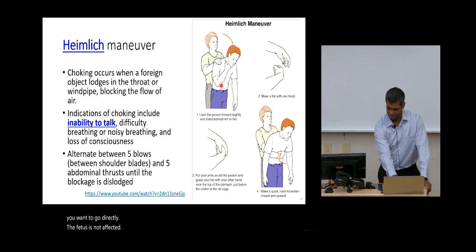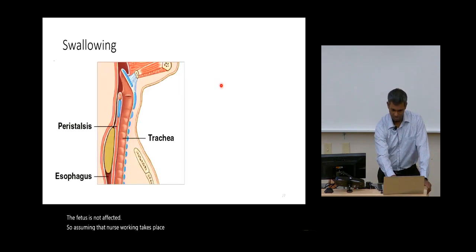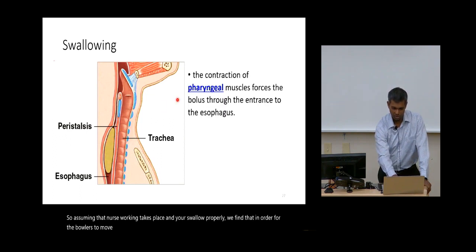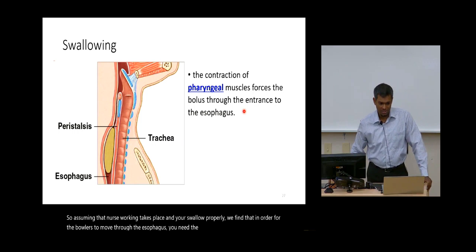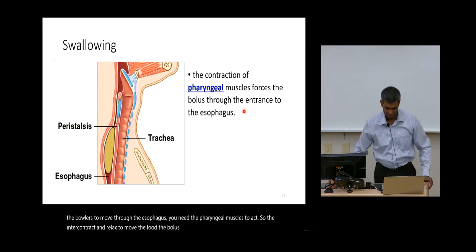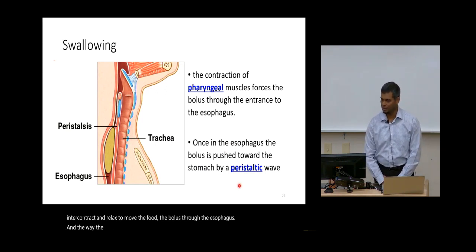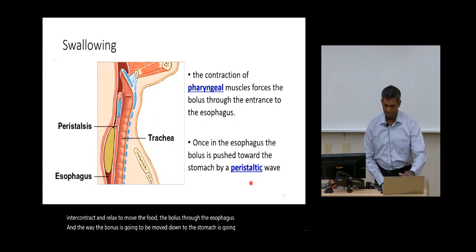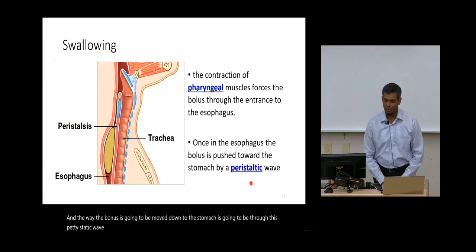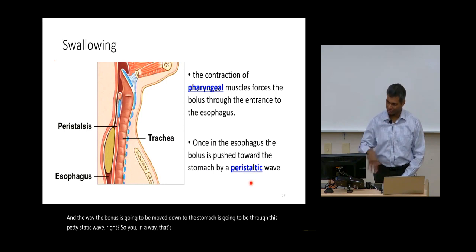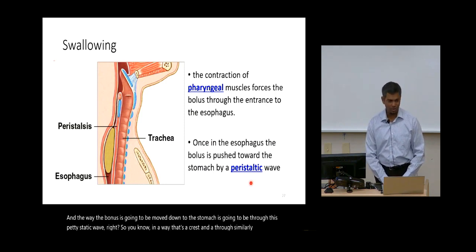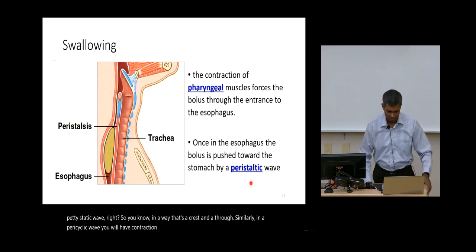So assuming that no choking takes place and you swallow properly, we find that in order for the bolus to move through the esophagus, you need the pharyngeal muscles to act. They need to contract and relax to move the bolus through the esophagus. The way the bolus is moved down to the stomach is through a peristaltic wave, right? We know in a wave there's a crest and a trough. Similarly, in a peristaltic wave you will have contraction and relaxation.